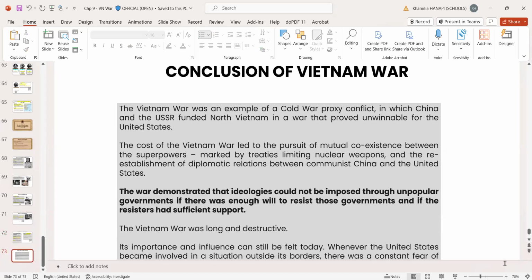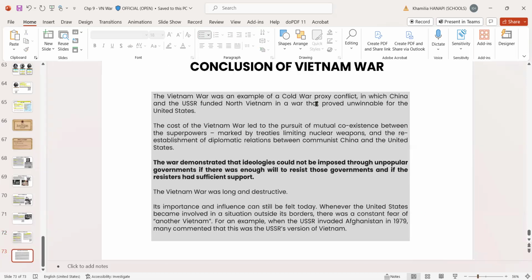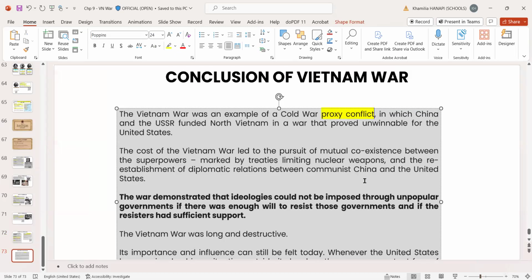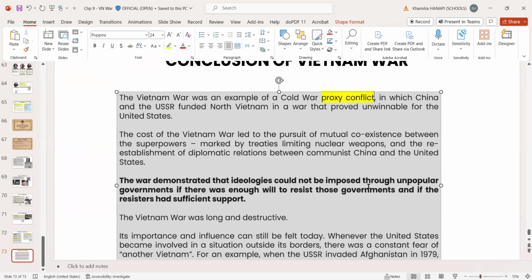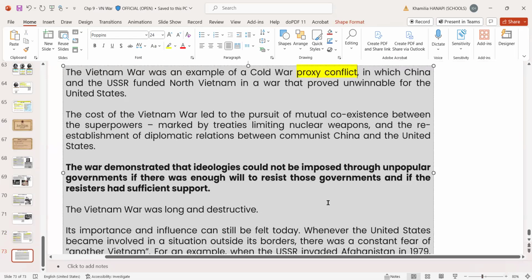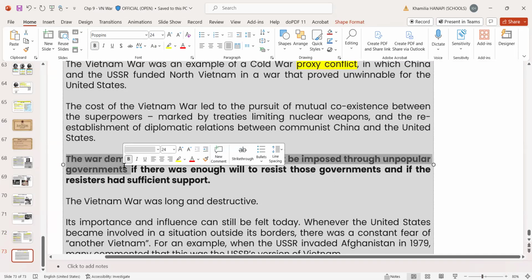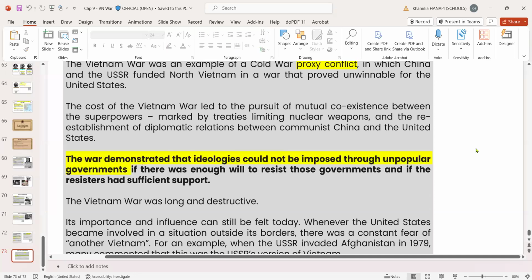Lastly, the conclusion. The Vietnam War was an example of a proxy conflict, highlight that. There were many other communist countries that helped the North Vietnamese. The war demonstrates that ideology cannot be imposed through an unpopular government. That means even though South Vietnam was relatively better in that sense, democratic, they didn't win the hearts and minds of the people. So that's why they were very unpopular.